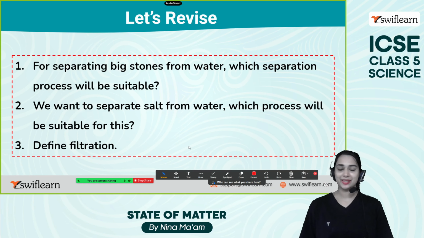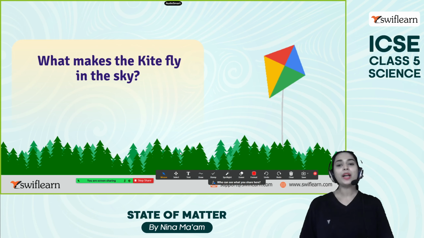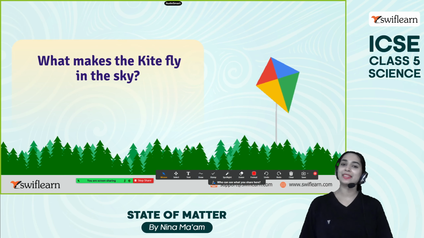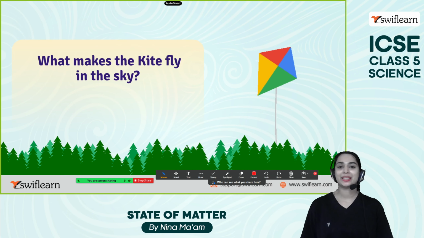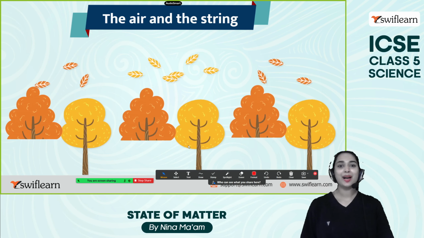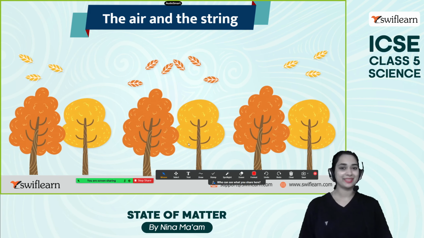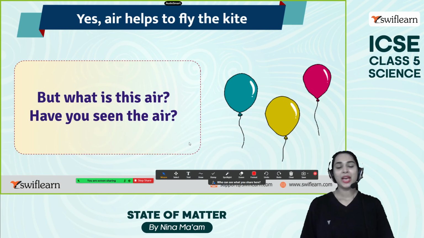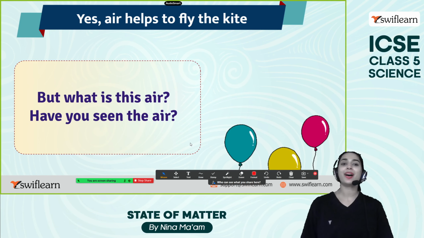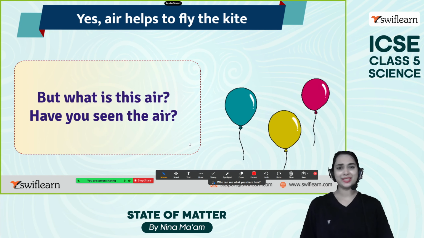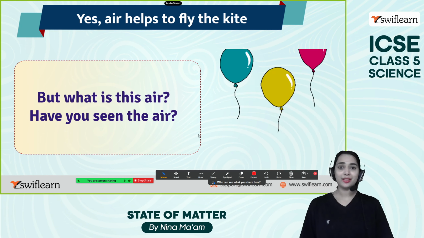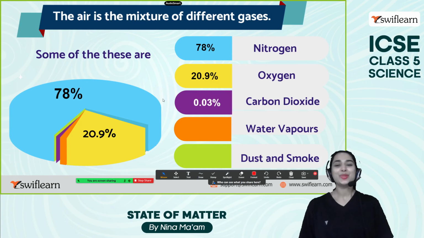I hope it's clear. So, what makes a kite fly in the sky? That is the question. Of course, the air and string, right? Yes. The air helps to fly the kite. But what is the air? Have you seen the air? So, the air is a mixture of different gases.